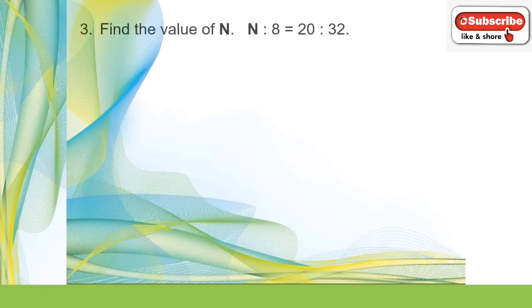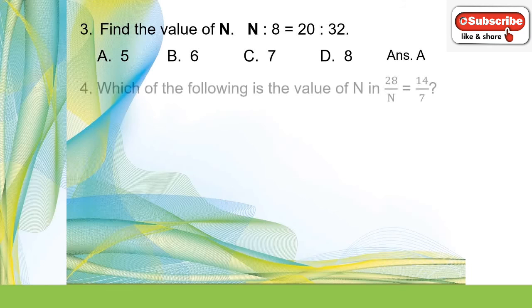Let us proceed to number 3. Find the value of n. N is to 8 as 20 is to 32. A. 5, B. 6, C. 7, D. 8. Write your answer now. Time is up. The correct answer is letter A.